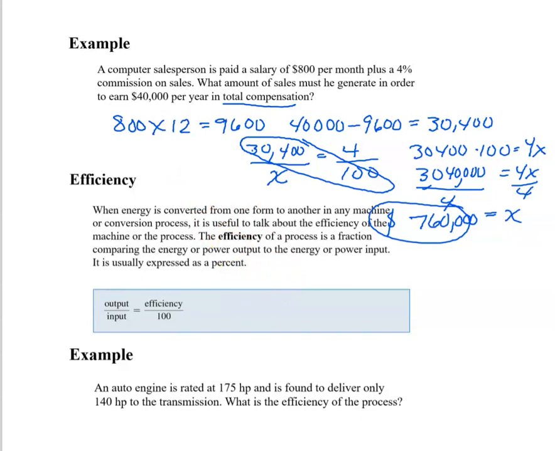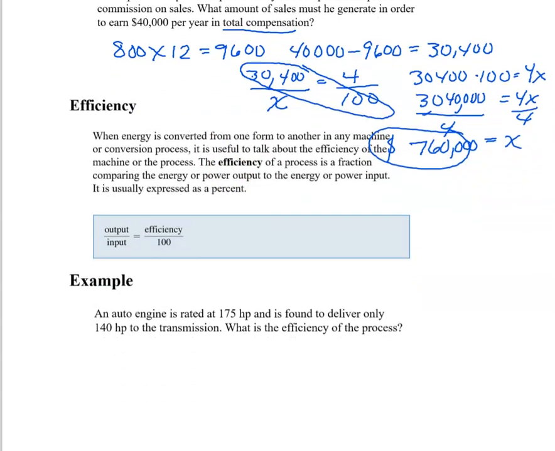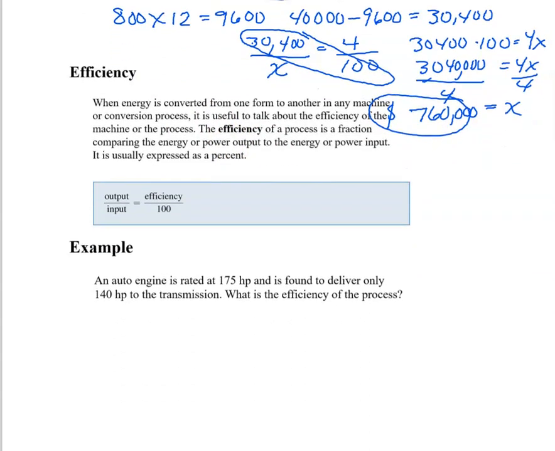Efficiency is also something that's important. So when we want to know how efficient something is, we want to look at the output over the input, and that gives us our efficiency over 100. An auto engine is rated at 175 horsepower and is found to deliver only 140 horsepower to the transmission. What is the efficiency of the process? So we're looking for the efficiency. If you look at this formula, we're looking for the efficiency.